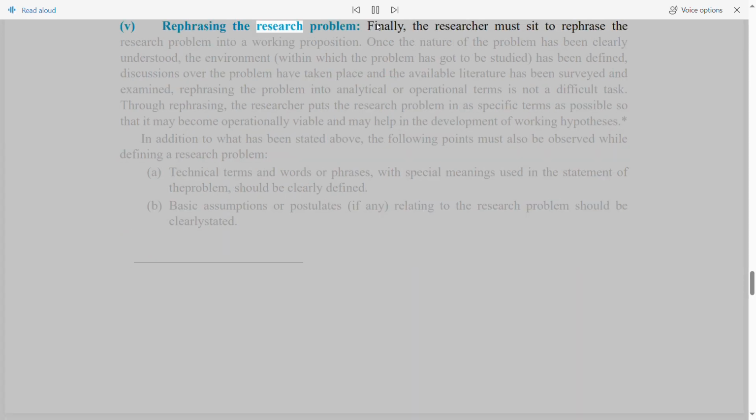Rephrasing the research problem. Finally, the researcher must sit to rephrase the research problem into a working proposition. Once the nature of the problem has been clearly understood, the environment within which the problem has got to be studied has been defined, discussions over the problem have taken place, and the available literature has been surveyed and examined, rephrasing the problem into analytical or operational terms is not a difficult task. Through rephrasing, the researcher puts the research problem in as specific terms as possible so that it may become operationally viable and may help in the development of working hypotheses.